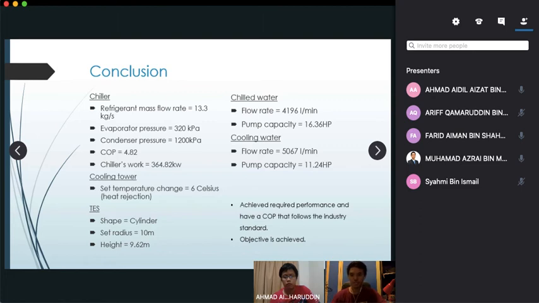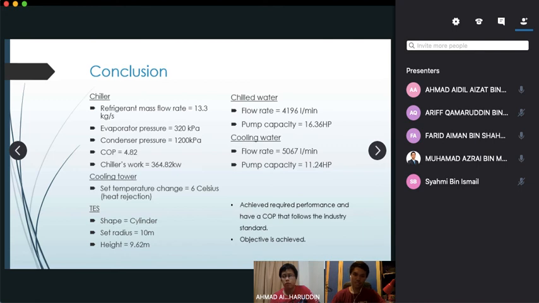For the cooling tower, we set the change in temperature to be 6 degrees Celsius for heat reduction. For the thermal energy storage, we design the shape to be a cylinder. We set the radius to be 10 meters and the height is 9.62 meters.